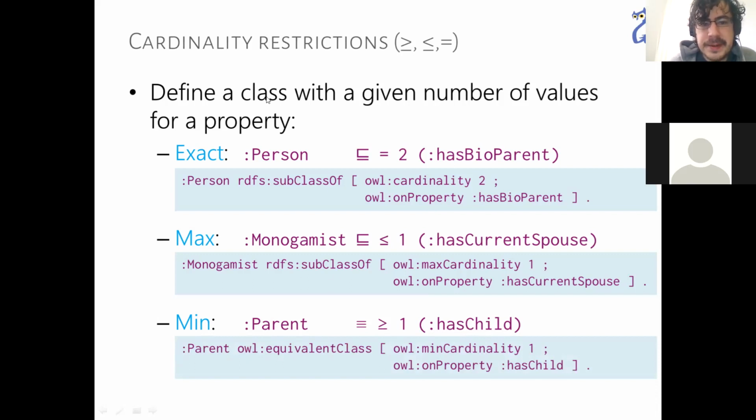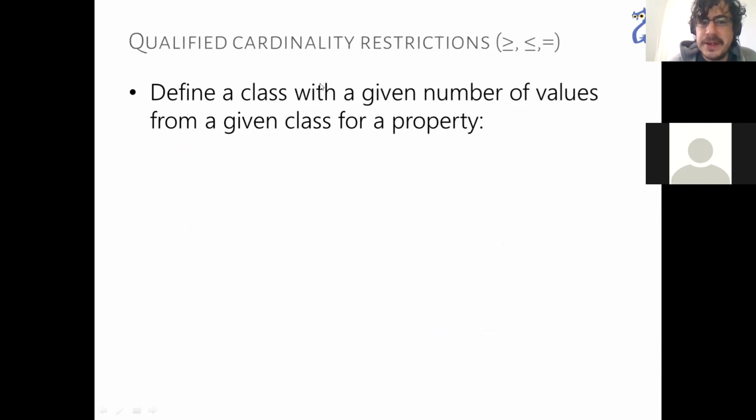Okay, so in this case, these cardinality restrictions count all values for a property. But there is one last category of definitions that we can do in OWL, which are qualified cardinality restrictions, which only count the values that are in a given class, in a second class that we will define.